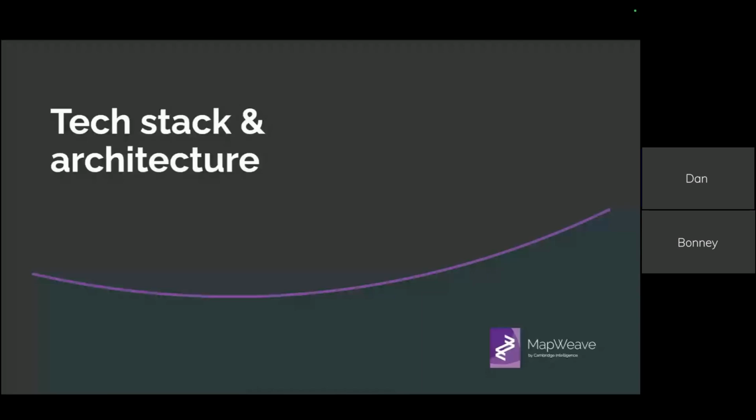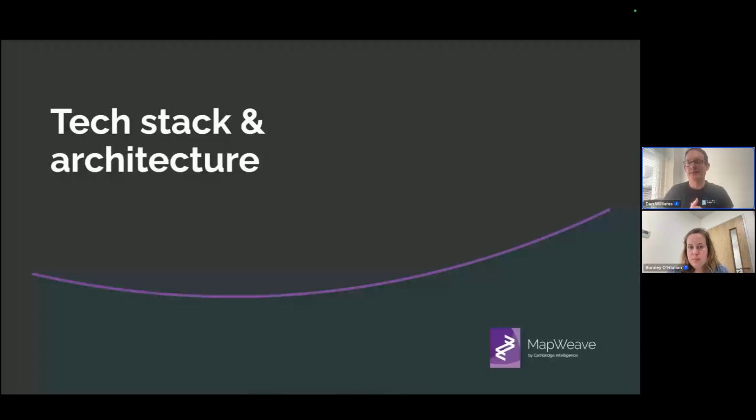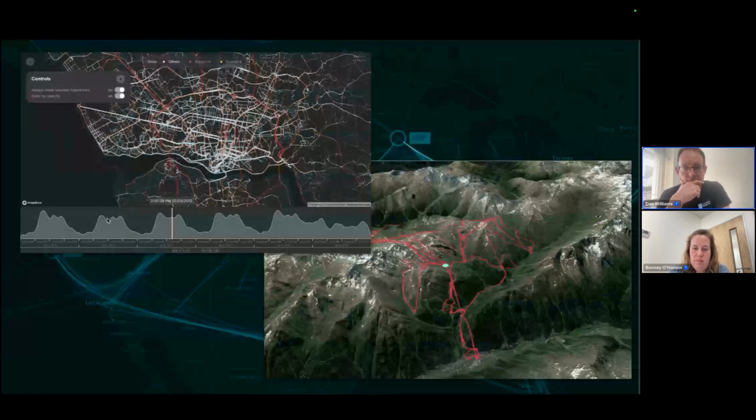What I'm going to do now is just say a little bit about the tech stack. I don't want to get too involved in this. We're happy to take questions afterwards or post them on the chat. But there were a couple of really key points, I think, that we've been trying to address with MapWeave that I did want to mention, and they're to do with two things. One is scale, and one is flexibility of mapping solutions.